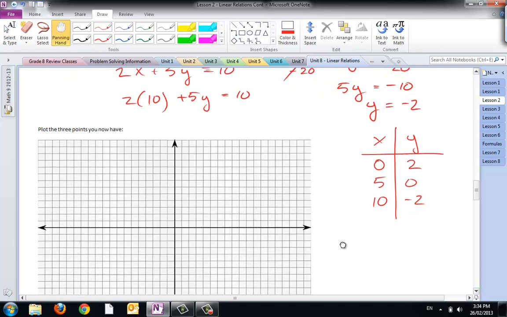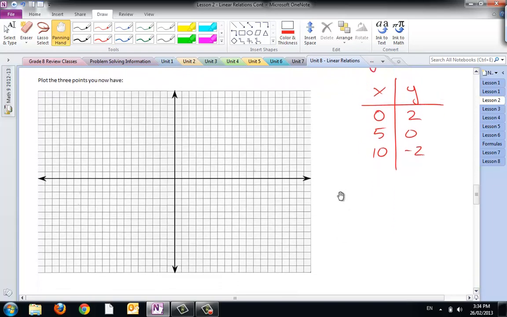Let's see if I've done that right. So I come down here, at 0, y is 2. At an x value of 5, y is 0. And at an x value of 10, y is negative 2. Now those do look like they're going to line up, and I'm going to try to carefully draw through here. There's my line. So with 3 points, I know I'm correct if they all line up. If I've made a mistake, it'll be really obvious with 3 points. So I'll always do a third point.